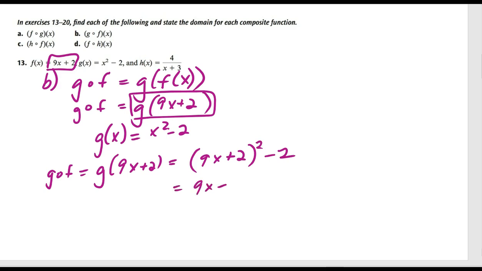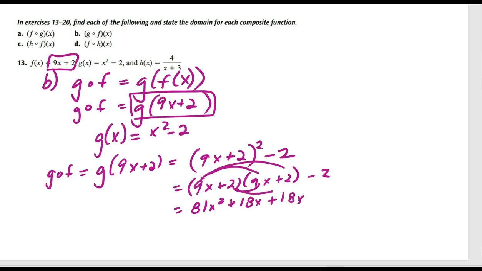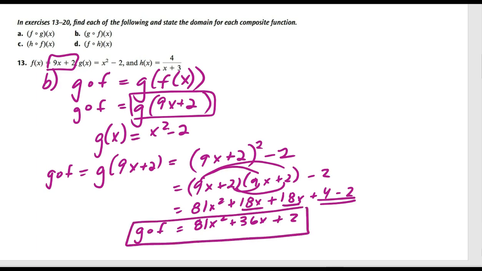And now I'm going to multiply this out. I'm going to look for like terms. And I'm going to get the function g composed with f is equal to 81x squared plus 36x plus 2. I have to state the domain for this composite function, sorry.